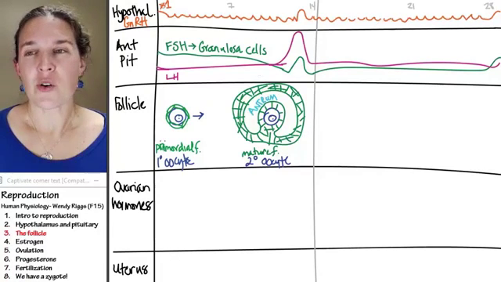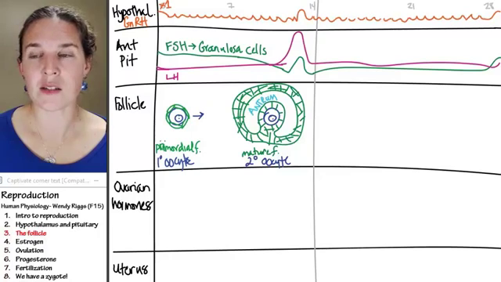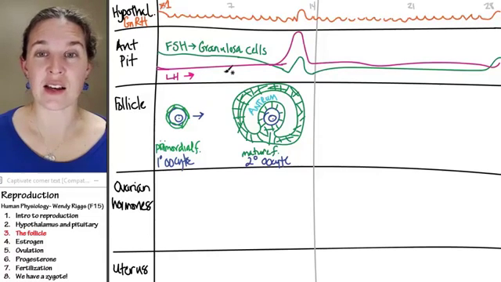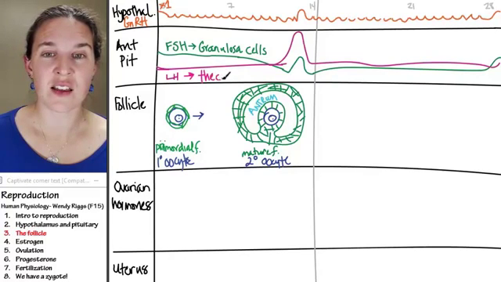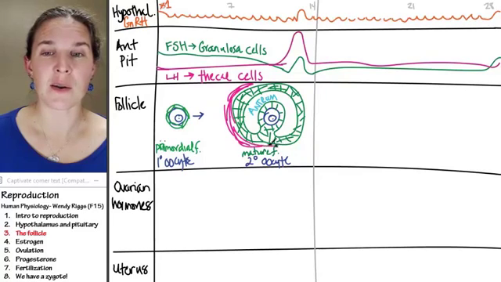There aren't just granulosa cells, there are also cells called thecal cells, not fecal cells. And LH is the hormone that gets the thecal cells going. The thecal cells are the ones that are going to produce estrogen. So look, the thecal cells surround the outside of the mature follicle.